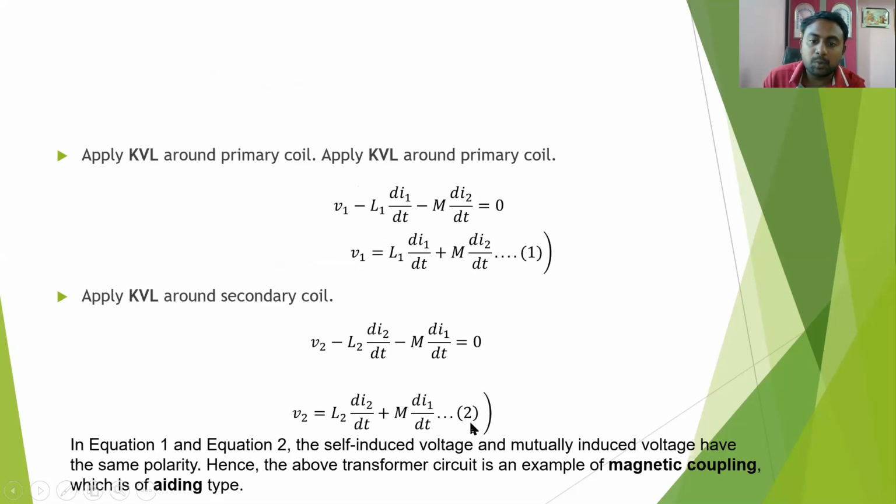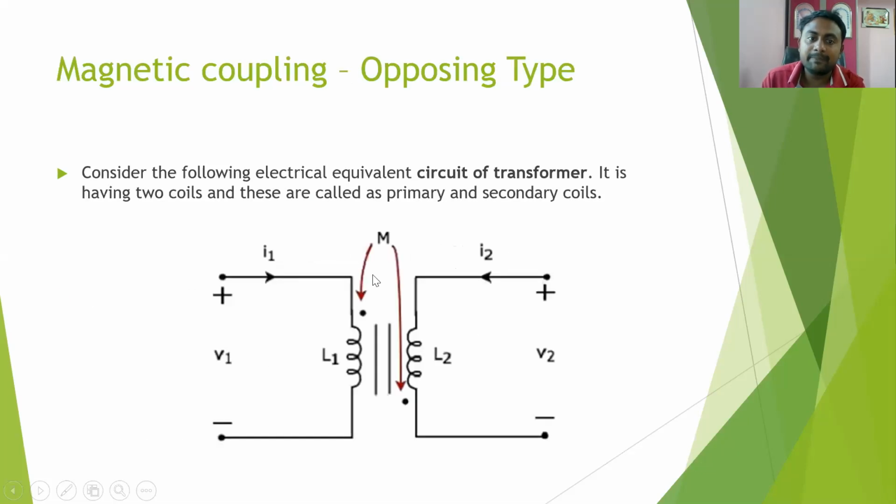In both the cases, the signs of L1 and M, and of L2 and M, are the same. So I am saying these two are magnetically series aiding. In the other case, they both have the opposite sign. In this case, current is entering at the dotted terminal, and in this case, current is leaving at the dotted terminal. So I'm saying these two are magnetically opposing.